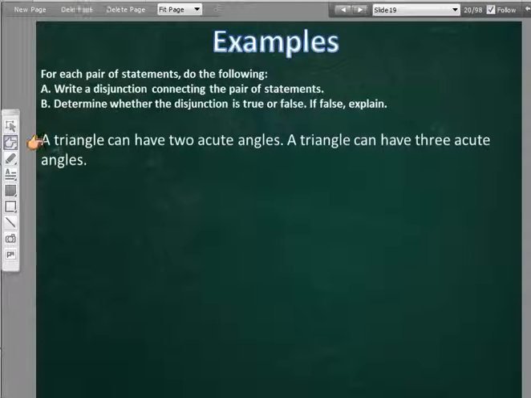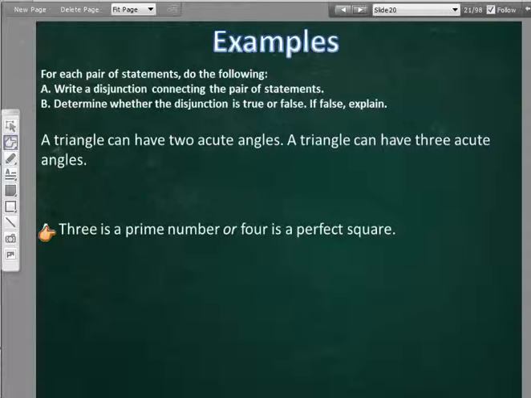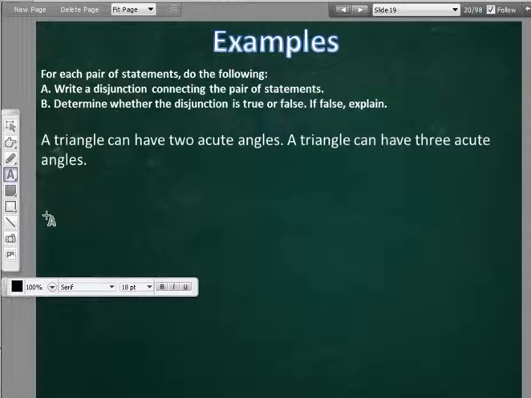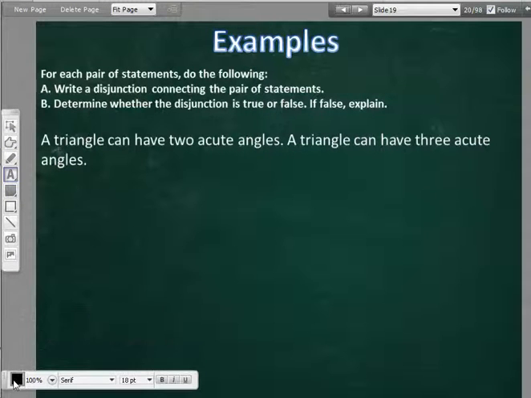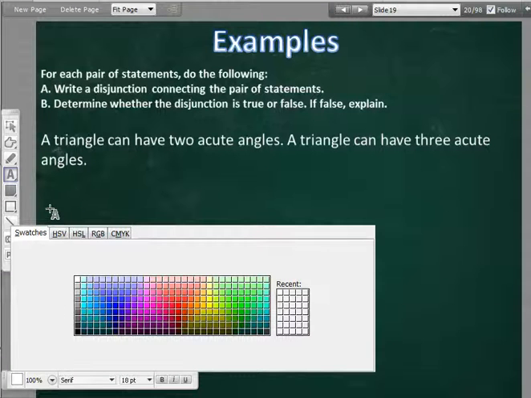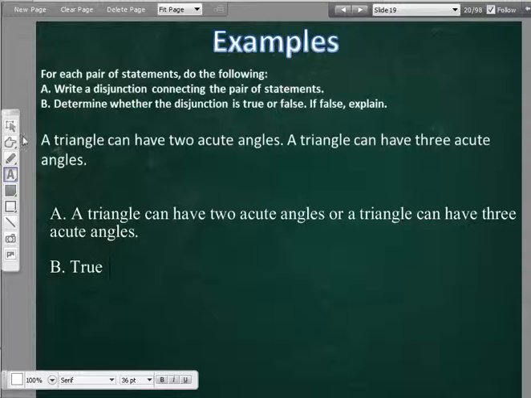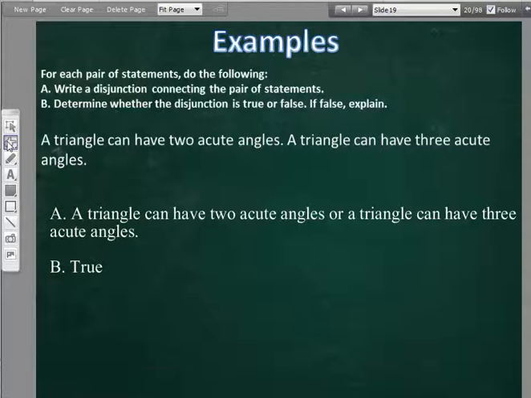Alright, another disjunction. A triangle can have 2 acute angles. A triangle can have 3 acute angles. Oh, looky there. I didn't put in what was supposed to be there, so let's go back. Well, let me see what's on the next slide. Nope, I don't like that. Okay, so let's look. Let me get my typewriting skills going here. Let me bring this down and change this to white so it'll show up. Okay, there we go. I went ahead and typed the information up here.